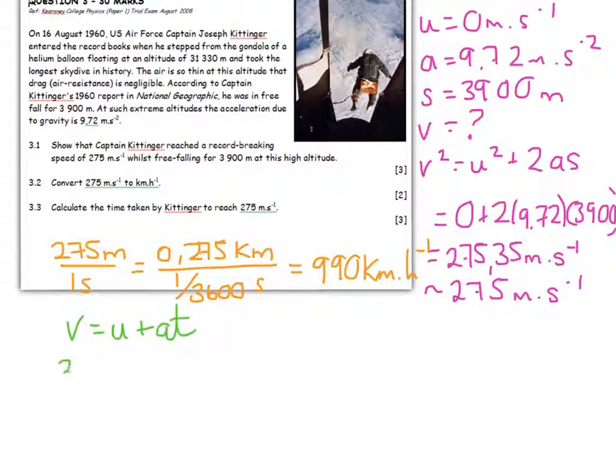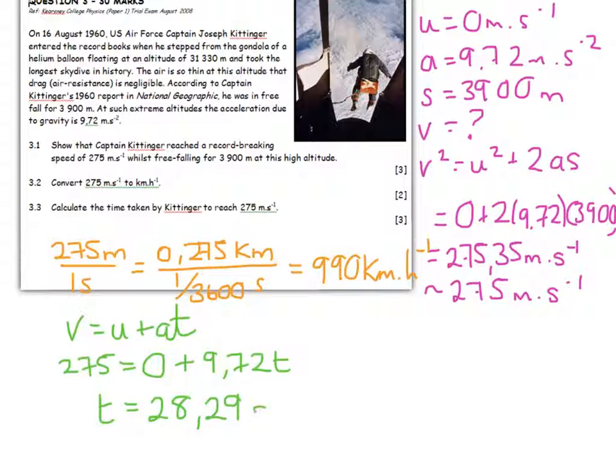And I go 275 is equal to 0 plus an acceleration of 9,72 times t. And the time turns out to be equal to 28,29 seconds.